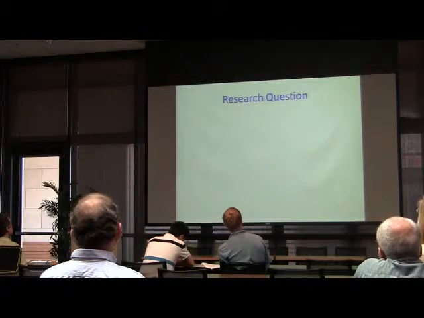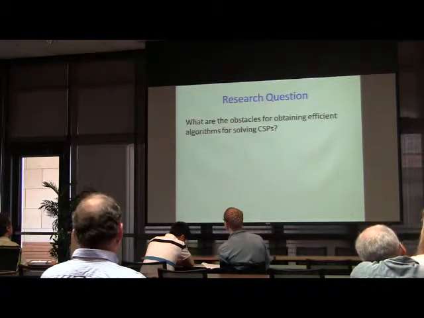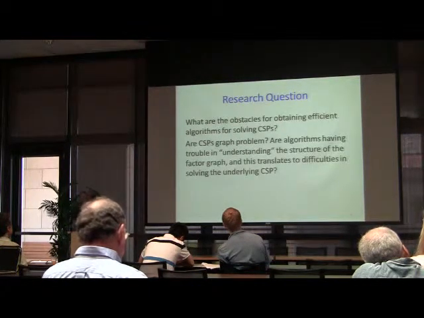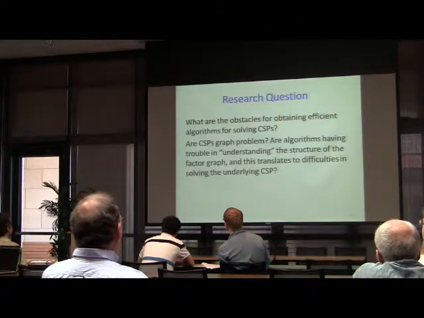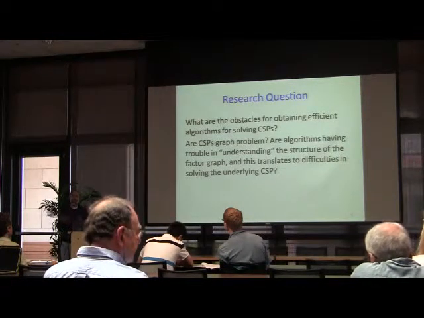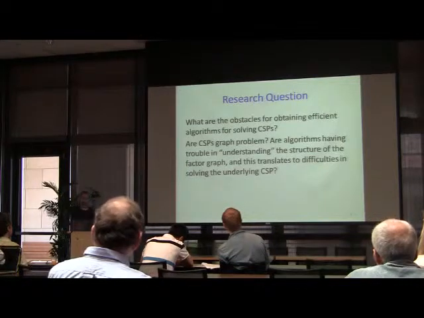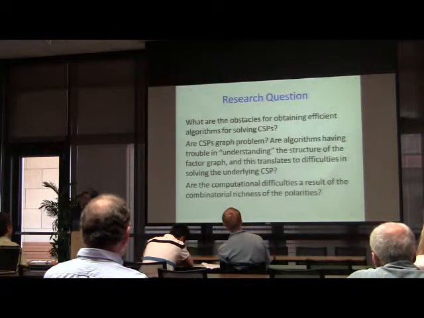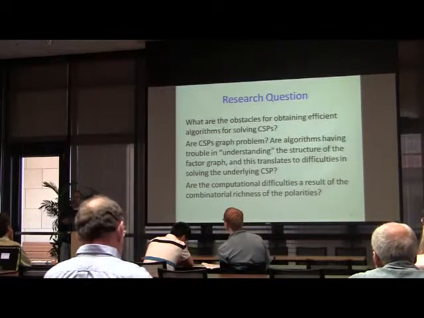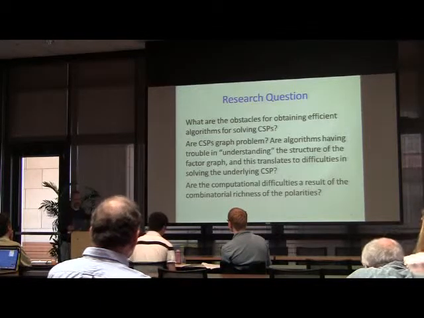So what is the research question that motivates this talk? We know that constraint satisfaction problems are NP-hard, and what are the obstacles, what makes them NP-hard? Why are they difficult? One reason might be that they are really, in some sense, a graph problem. That the algorithms that try to solve constraint satisfaction problems do not really understand the structure of the underlying factor graph, and this causes some problem for them, and for this reason they cannot solve the underlying constraint satisfaction problem. But on the other hand, maybe it's not really the graph that's causing the problem, it's just the richness in all possibilities for the polarities of the variables. This causes various interesting combinatorial structures, and this is what the algorithms cannot understand.